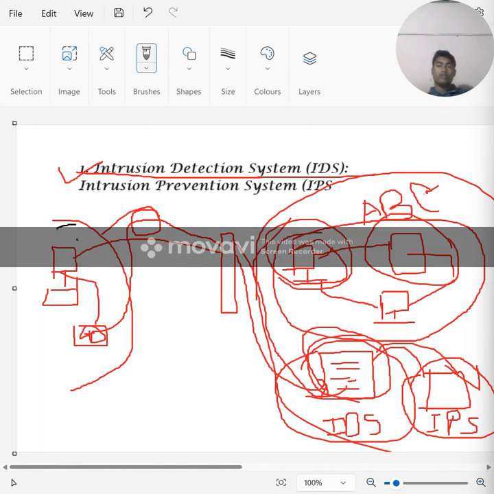And event logging and reporting. What is event logging and reporting? Generating alerts, logs, and reports to notify security personnel about detected incidents. Then integration with SIEM. There are many more options with this, which will be described in the next part.